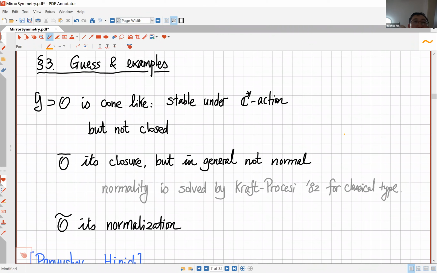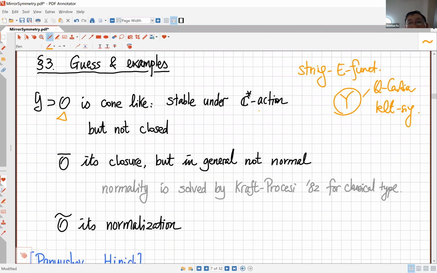To define this stringy E-functional, we need to recall something on the base variety Y. Recall we need it to be Q-Gorenstein and also have KLT singularities. So we need to check something. For our case, this orbit O is not closed. This nilpotent orbit is not closed, but is stable under the scaling action. And if you take the closure, it's non-normal in general.